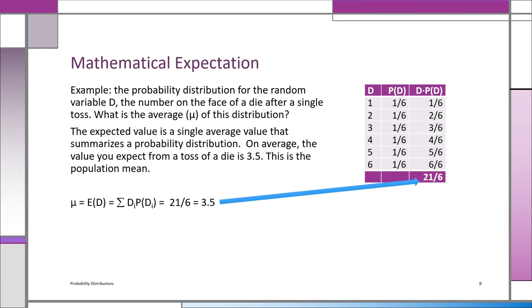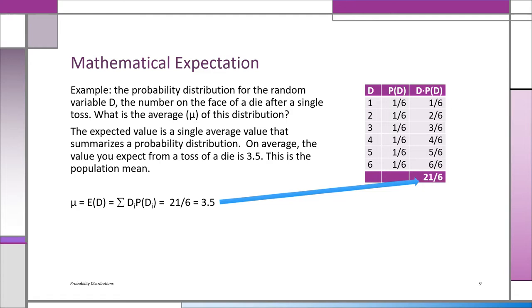You're going to compute the expected value when you toss a die. Remember, the formula is, I'm using D now, the sum of the D, that's the outcome, times its probability. All right, so you take 1 times 1/6, you get 1/6. 2 times 1/6 is 2/6. 3 times 1/6 is 3/6. 4 times 1/6 is 4/6. 5 times 1/6 is 5/6. And 6 times 1/6 is 6/6.